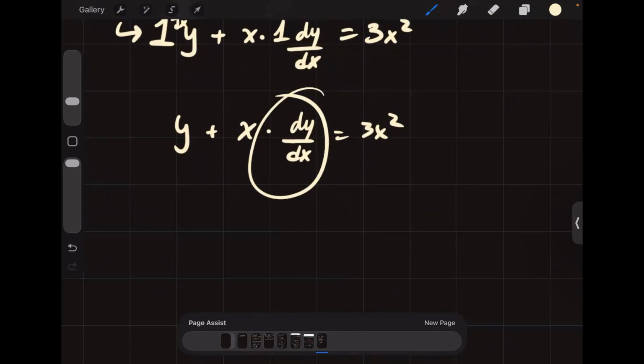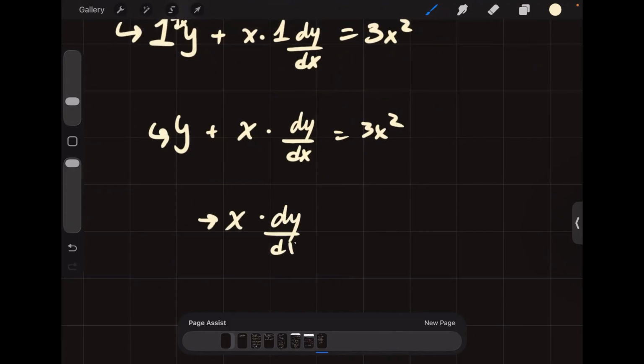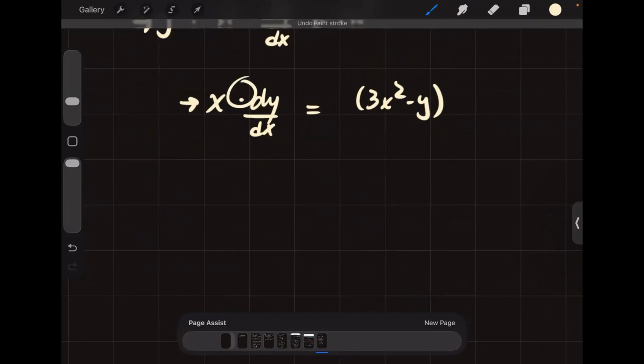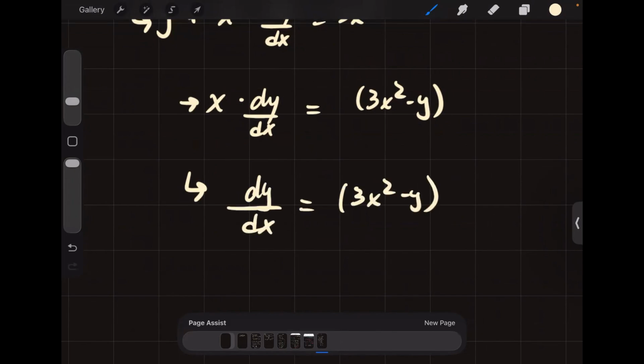Now, just treat this like a variable. How do you get it by itself? Oh, move the y over. x times dy/dx is equal to 3x squared minus y. Just subtract. Oh, okay. Well, you want this by itself. It's being multiplied, so divide by x. dy/dx is equal to 3x squared minus y, all over x, because you divided by x. That's it.